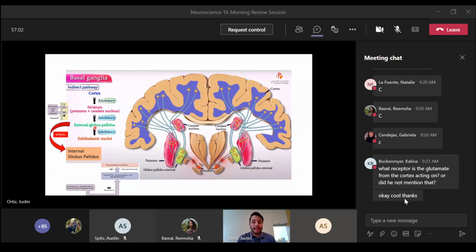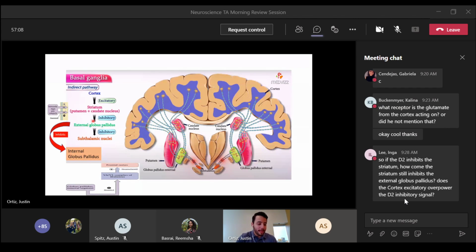The globus pallidus externus typically inhibits the internal globus pallidus, but because the globus pallidus externus is inhibited, it will not be able to inhibit the globus pallidus internus, and thus the globus pallidus internus is like, yay, I get to do what I typically do, which is inhibit, right? So it's going to inhibit the thalamus, and then it's not going to allow for movement.